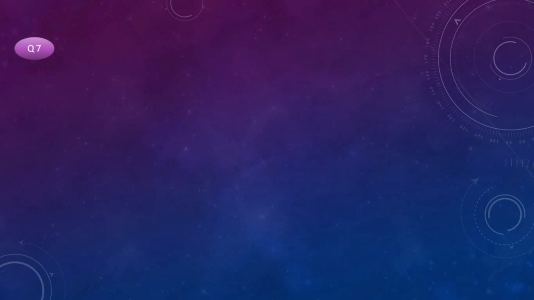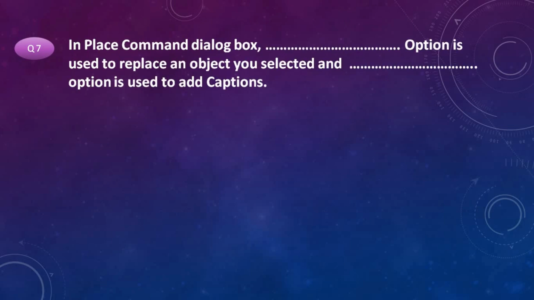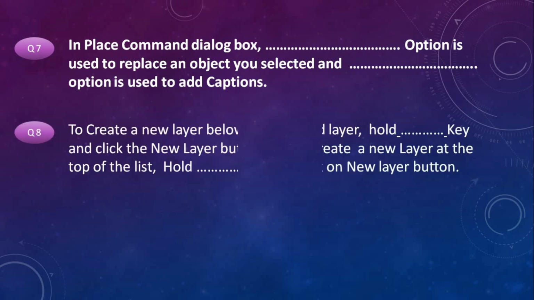Next set of questions. In place command dialog box, dash option is used to replace an object you selected and dash option is used to add captions. To create a new layer below the selected layer, hold dash key and click the new layer button. And to create a new layer at the top of the list, hold dash and click on the new layer button.